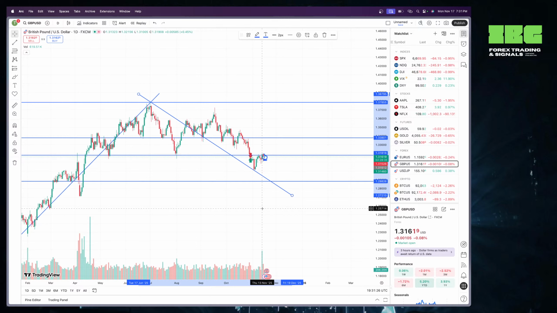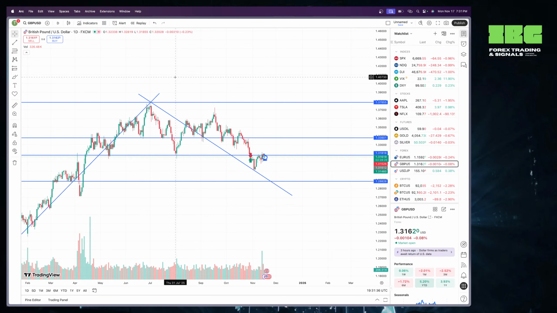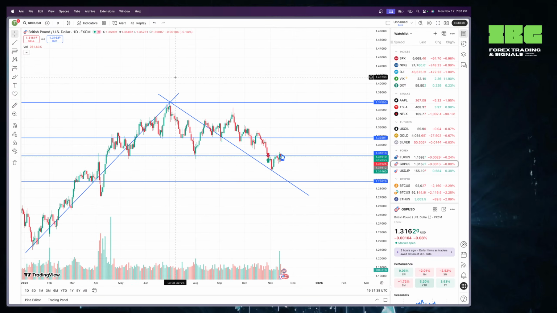So this is a bigger picture. This is something to give you the bigger picture understanding of what is happening in the market. We wouldn't use it really to enter into any trade. It's just to give us a bigger picture understanding of what is happening in the market.